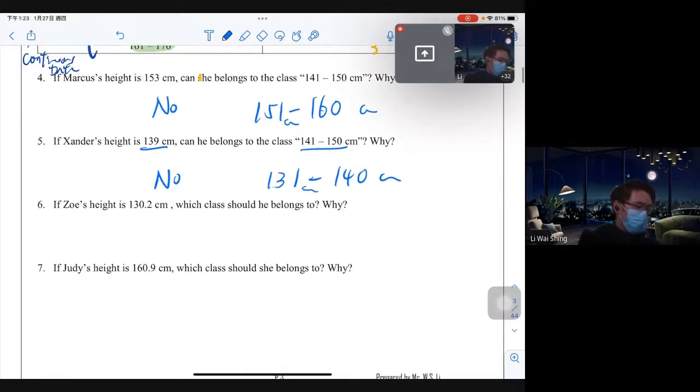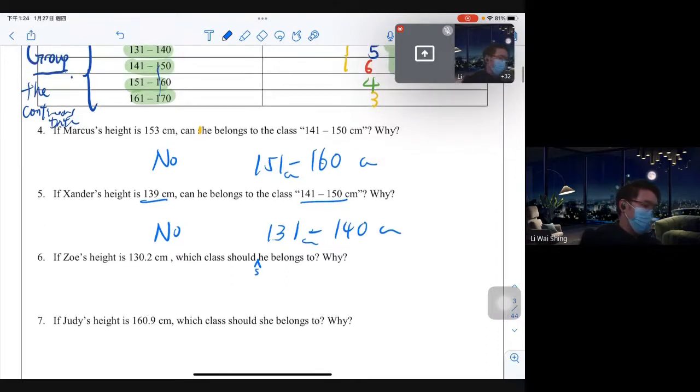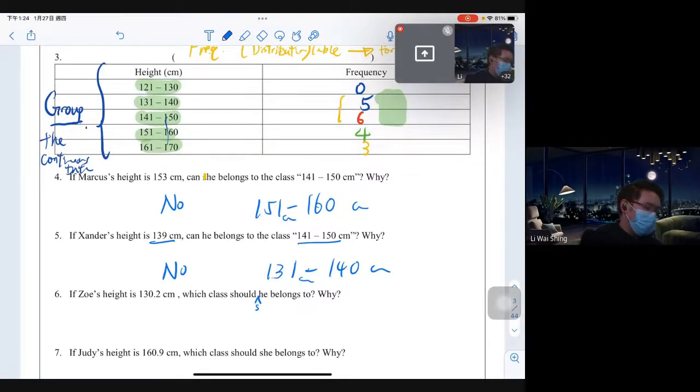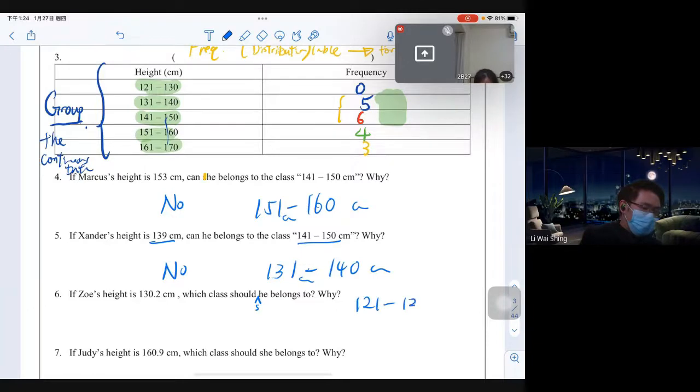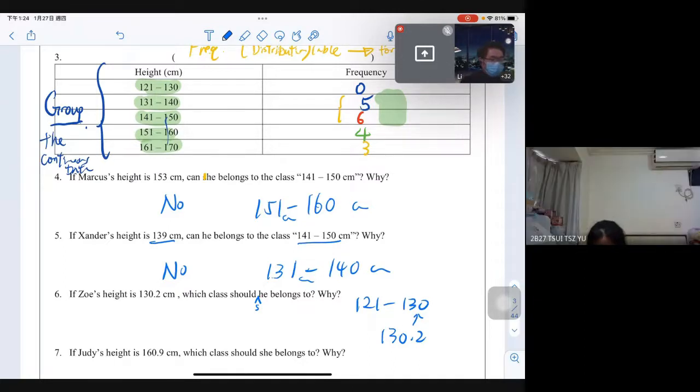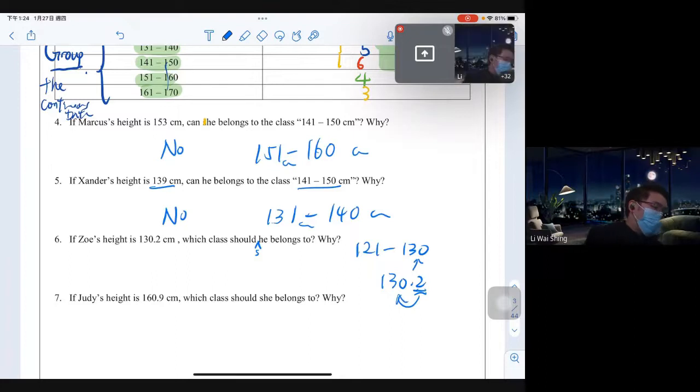So, Sui. Oh, Sui is a girl, so add a she there. Okay, Sui, which class should you belong to? 130.2. 121 to 130. 121 to 130, but your height is 130.2. It's larger than 130. How can you know? Rounding off the number to the nearest whole number. Yes, very good. You round off the number, then it goes to 121 to 130.